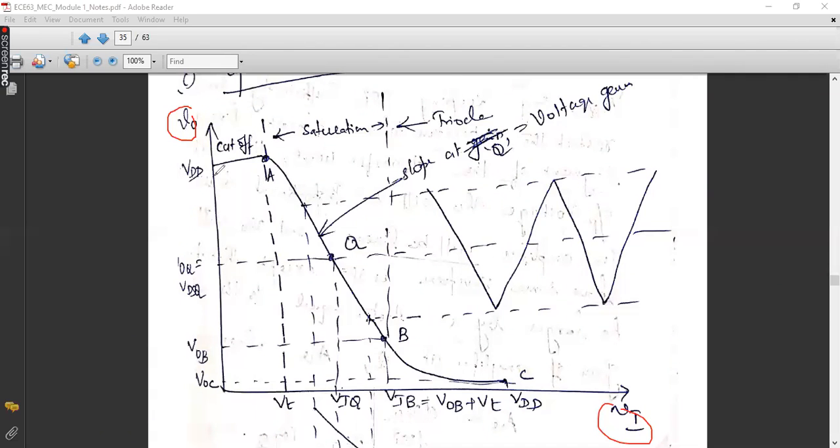Now, we have three regions here: cutoff region, saturation region, and triode region. Yesterday I told you that this Q point we have to fix in the midway of the saturation region, as indicated by the line AB. So AB is a curve which indicates the saturation region. In the midway of the saturation region, we have to keep this Q point.